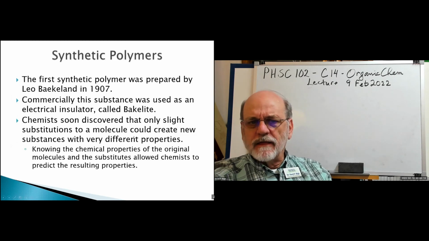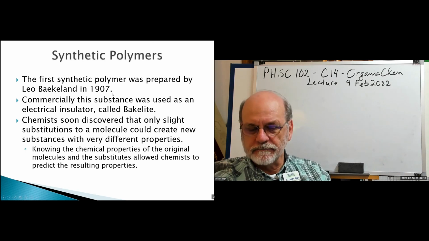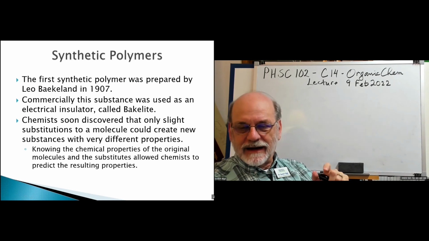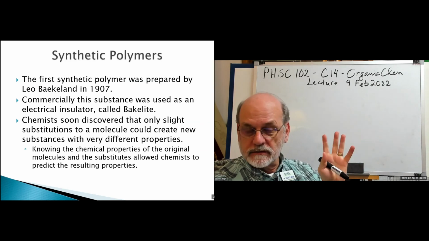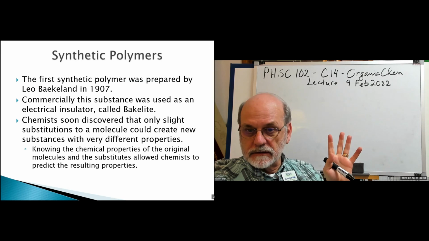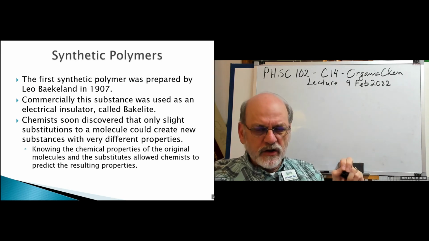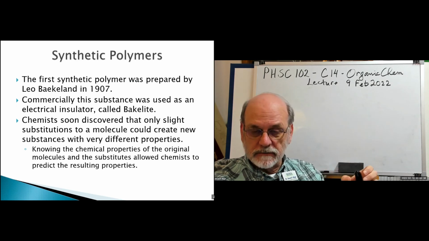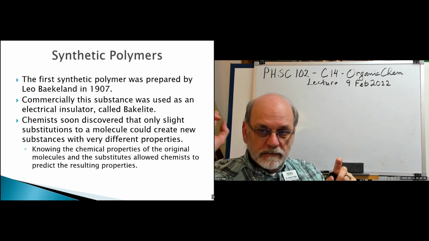All right. The first synthetic polymer was prepared by this fellow, Leo Baekeland, in 1907. And he called it, naturally, Bakelite. And you'll still find Bakelite manufactured and used in various situations. It's a very, very good insulator, and it's very strong. It's rigid.